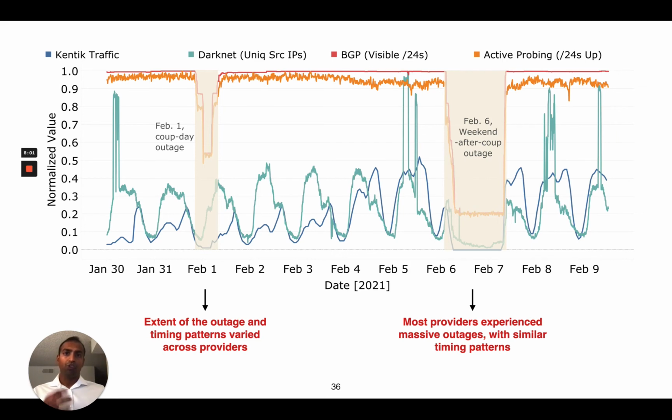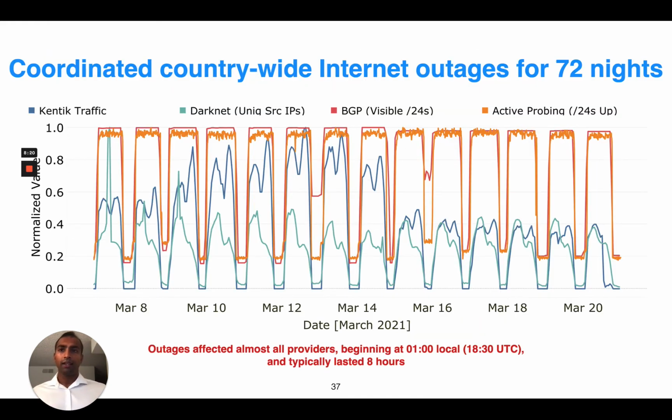Additionally, there were large timing differences in when the outages began and ended across providers. On the other hand, the outage on Feb 6 affected most providers and with similar timing patterns. This could perhaps be due to improved planning and coordination and execution of the shutdown on Feb 6, a few days after the coup. Next, we look at the signals from IODA and Kentik from mid-March.